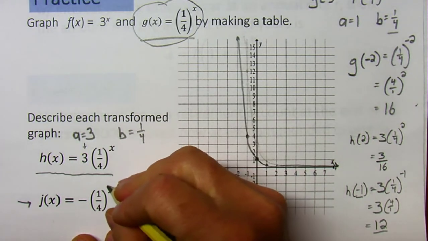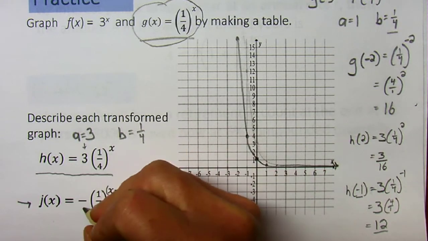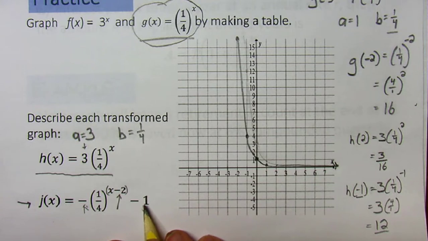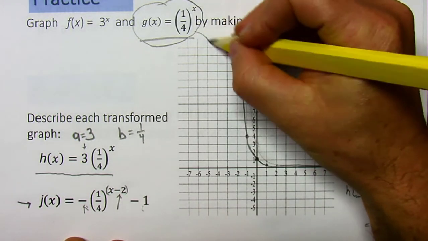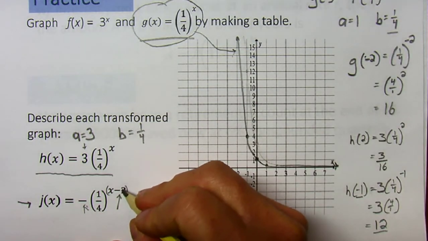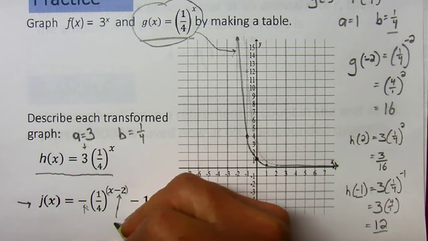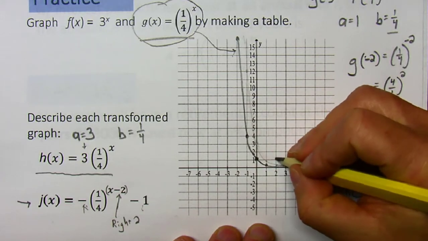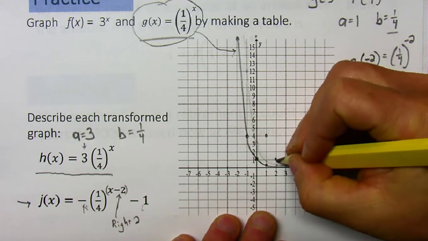First of all, there's an inside transformation right by the x. There's a negative sign in front of the whole thing, and then 1 was subtracted from the end. So we would start with our graph of g of x, which I've kept right here. What would this -2 do? That's an inside transformation just to the x. That moves us to the right 2, which means each one of these points is going to get moved to the right 2. I'm going to draw that with a dashed line.